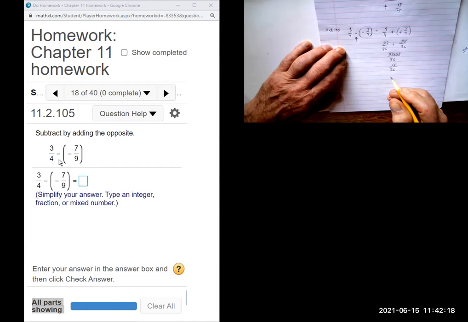And I'm looking at the question. It says type a fraction, an integer, or mixed number. That is a fraction. It happens to be an improper fraction, so that should be an acceptable answer.